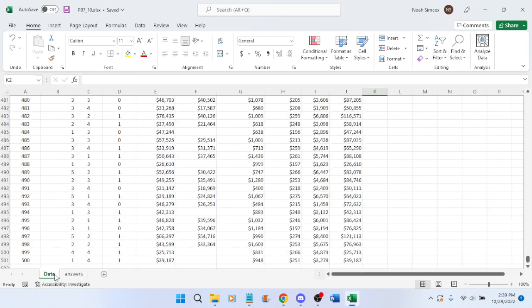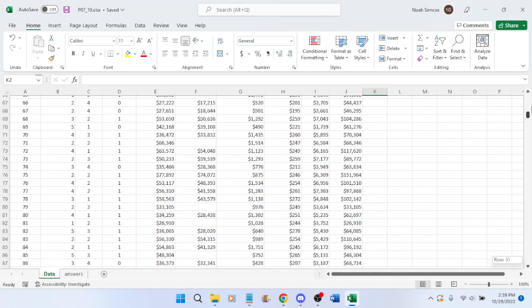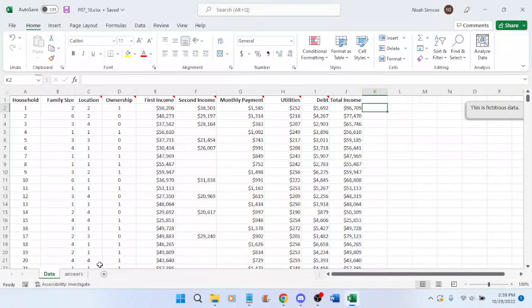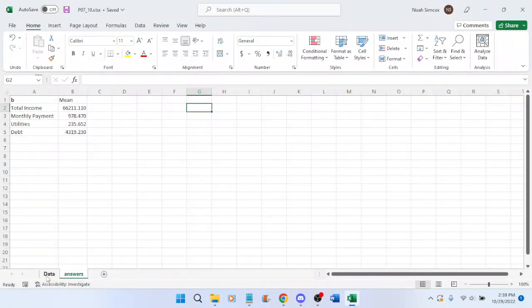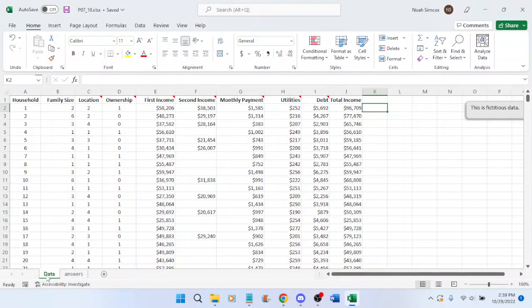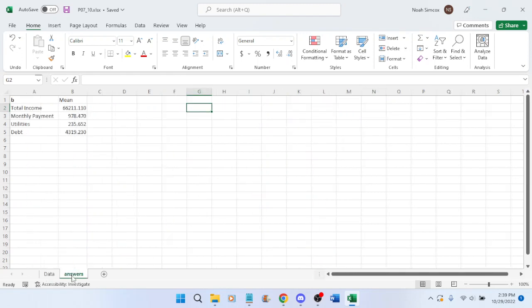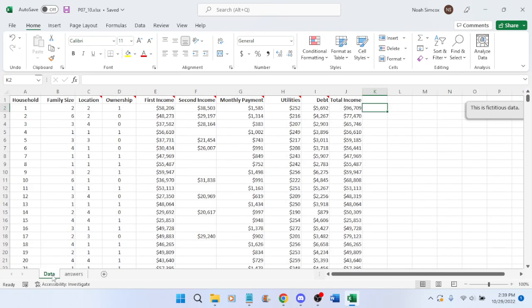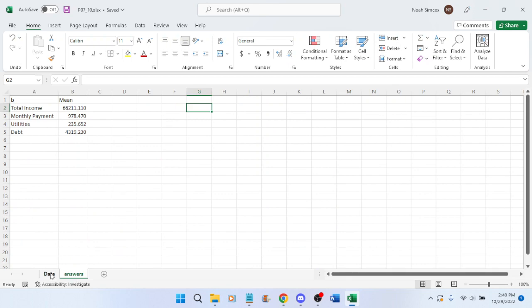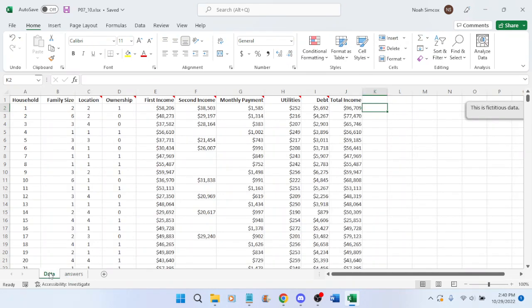Total income of 66,000. Monthly payment of $978. Utilities was $235, and debt was $4,300.